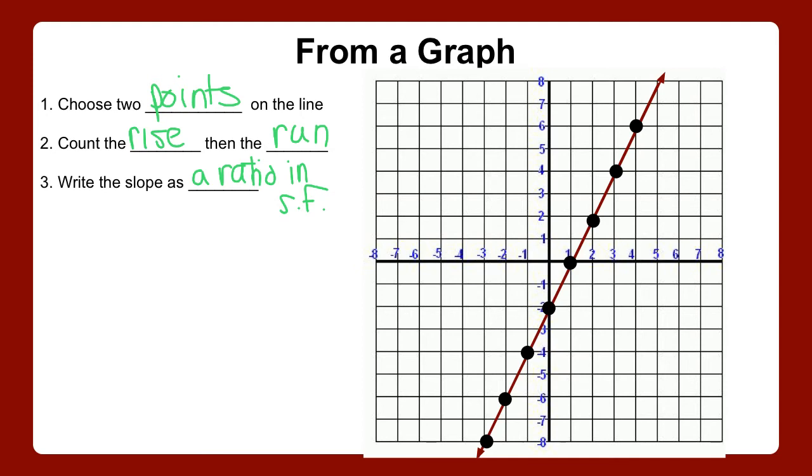All right, I can pick any 2 dots I want. I think I'm going to pick this one, and this one. But I could have chosen any I want. And so all I'm doing is I'm counting my rise. I'm going up 1, 2, 3, 4. That's my numerator.